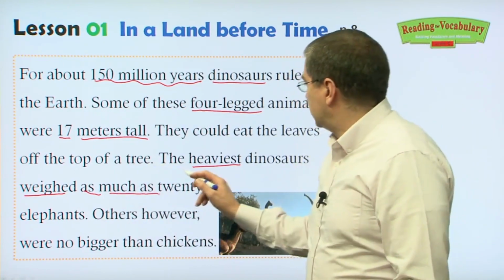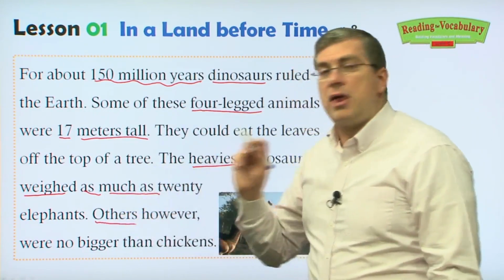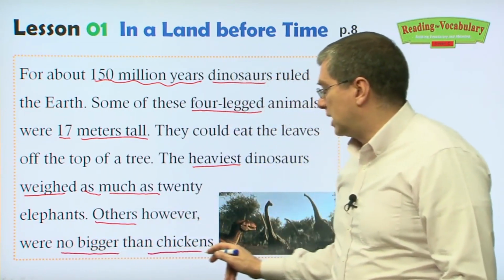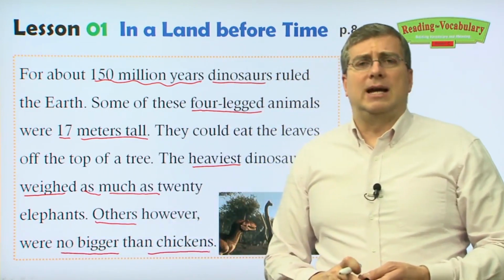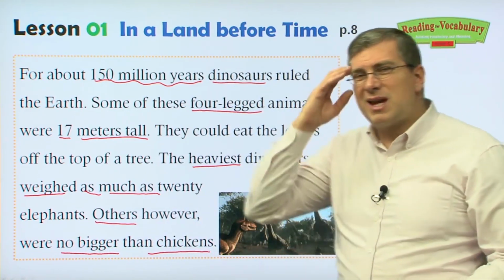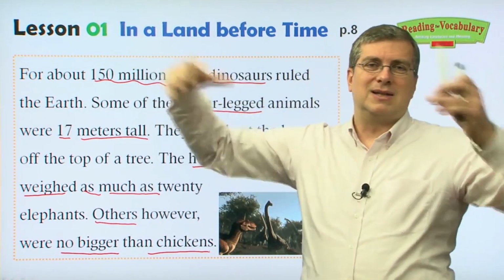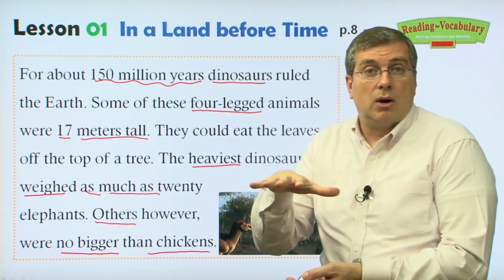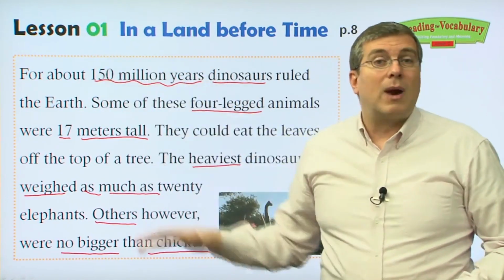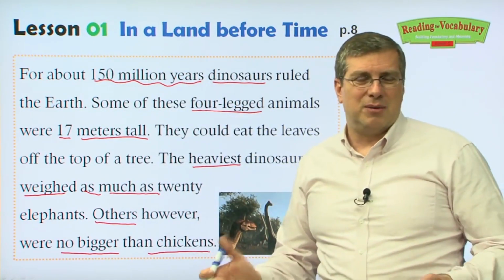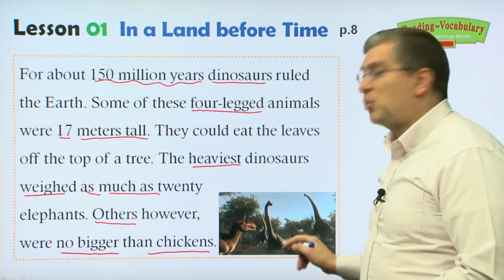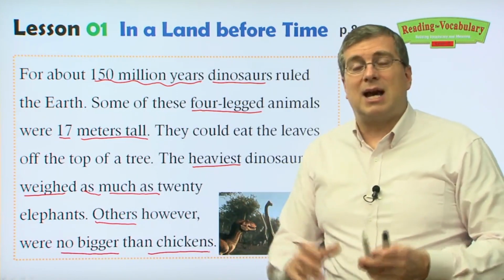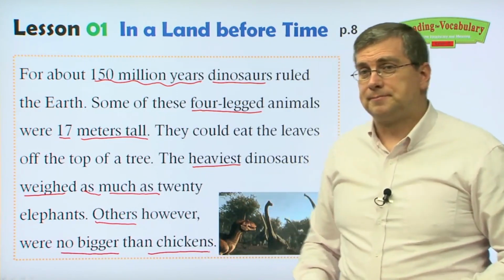Others, however, no, it says the heaviest dinosaurs, but other dinosaurs weren't so heavy. They were no bigger than chickens. So a lot of people don't realize that. But in this time, we think about dinosaurs as being really big and terrible and scary, but there were also many dinosaurs that were very small. And there were many of them, and they would be running around also. Of course, we don't think about them because they're so small. We are more impressed by the big dinosaurs. But it's also important to remember that many dinosaurs were also very small.